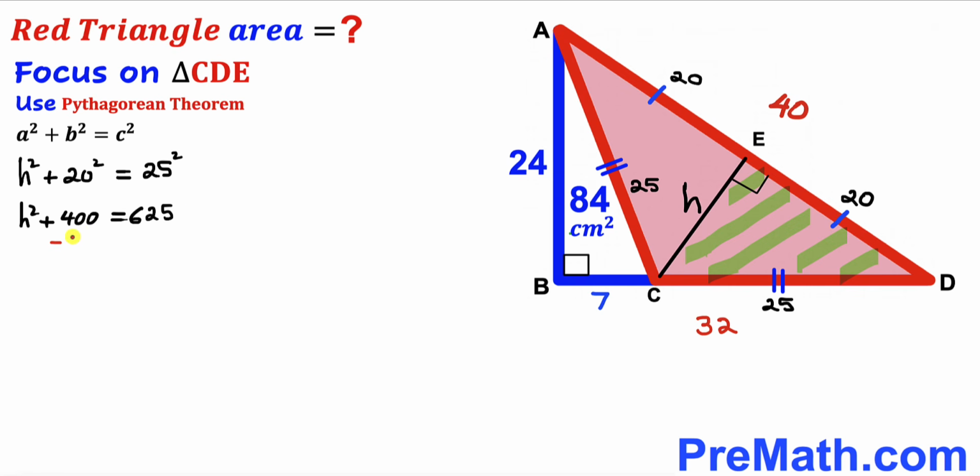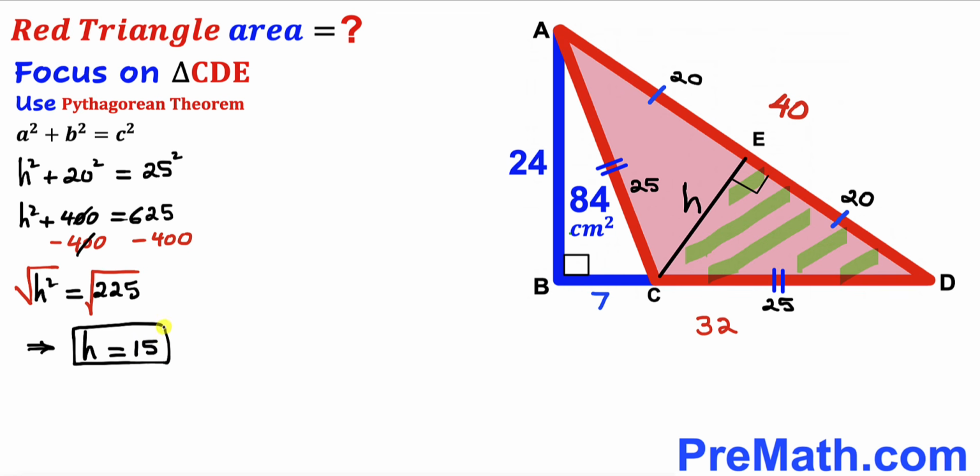Now I'm going to subtract 400 from both sides to isolate h square. And here we can see this cancels out. H square turns out to be equal to 225. Now I'm going to undo this square by taking square root on both sides. So our height h value simply turns out to be 15 centimeter.